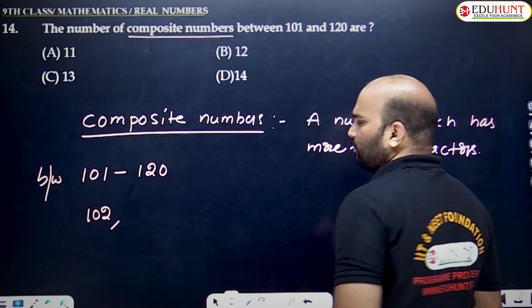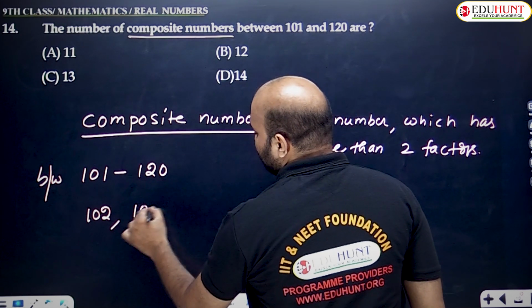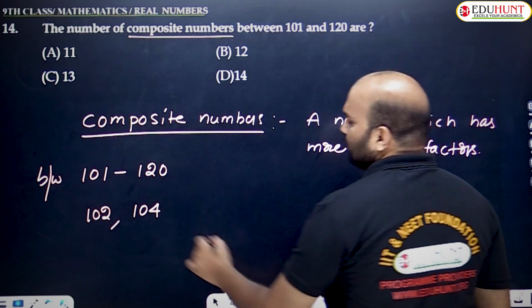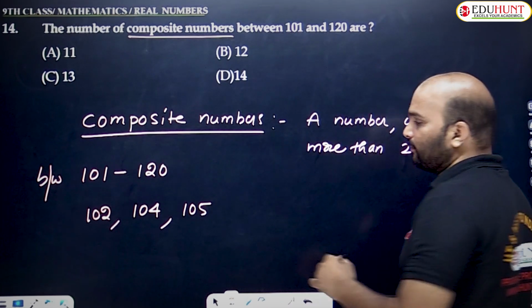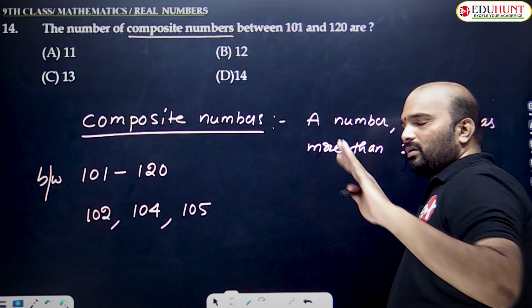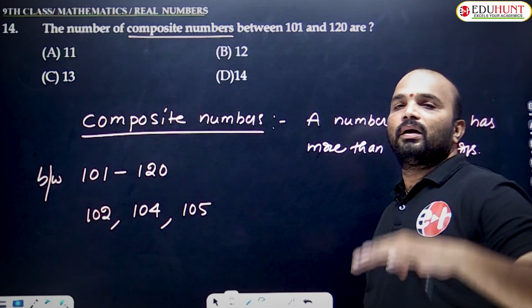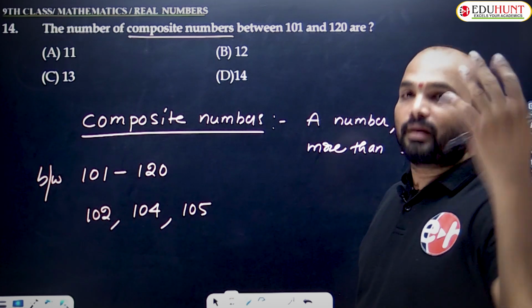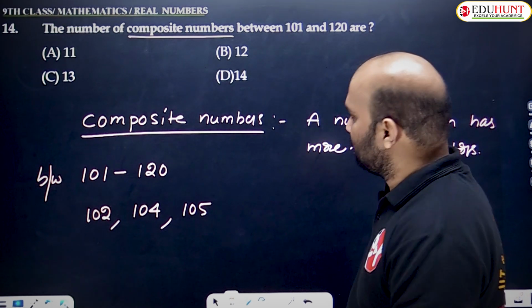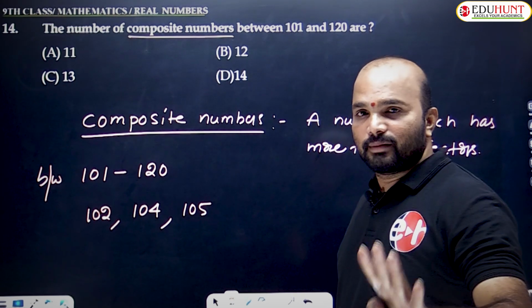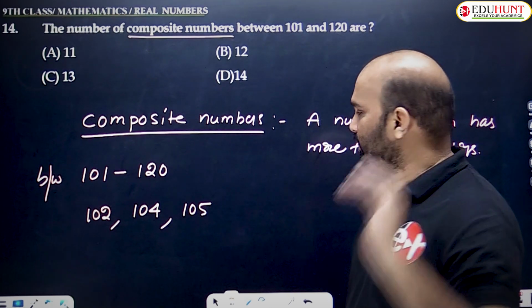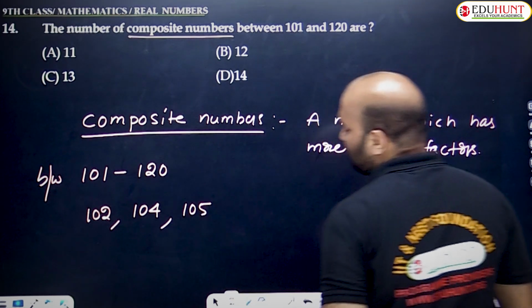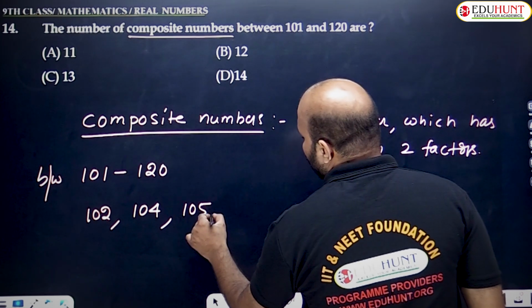103 is a prime number. Again, 104 is even, so that is composite. Again, 105 is also a composite number because it is exactly divisible by 5. A number exactly divisible by another table is called composite. A number that is divisible only by itself and 1 is a prime number. So 105 is divisible by 5, so it is also composite.